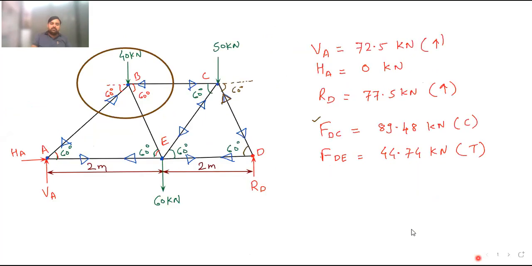So FBE I will show over here, it is compressive. So here I will show FBE compressive means arrow is towards the joint. Arrow is towards the joint. This is the way of showing the compressive force. So this is your final diagram of the truss, and these are the calculations. Okay, these are the calculations, and at the last you have to do one thing.